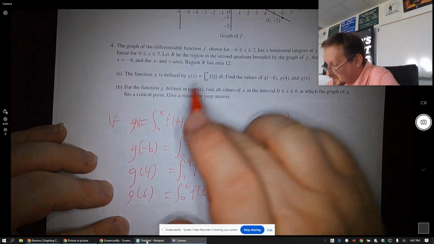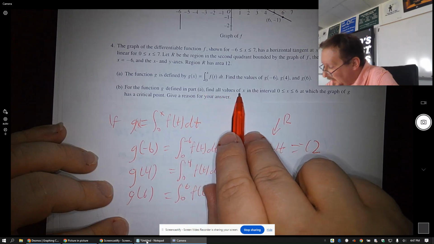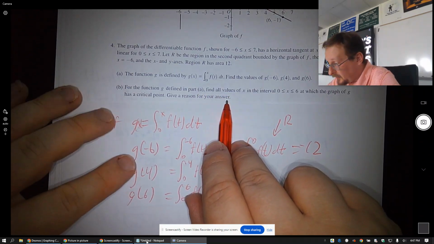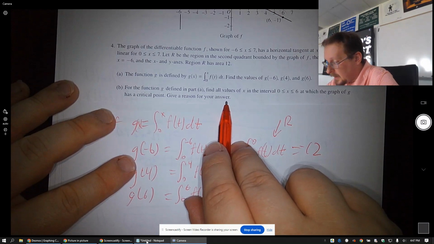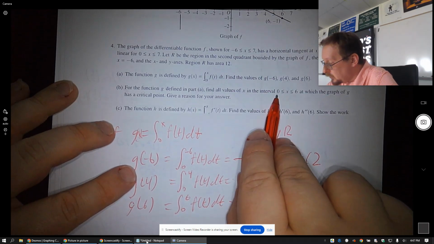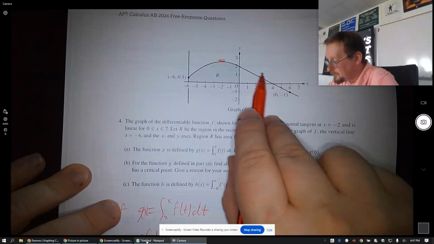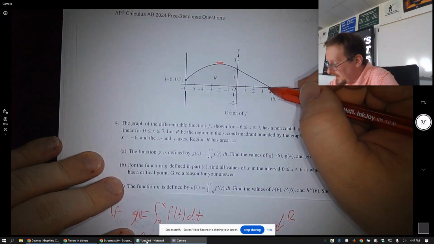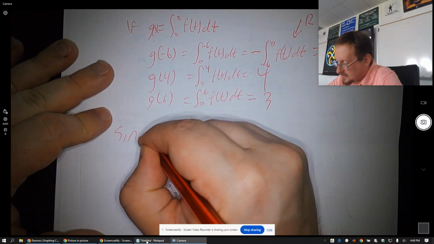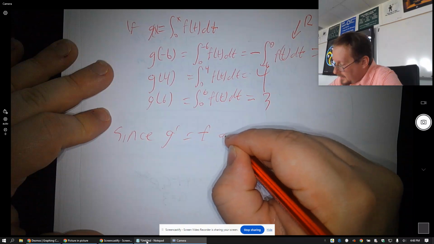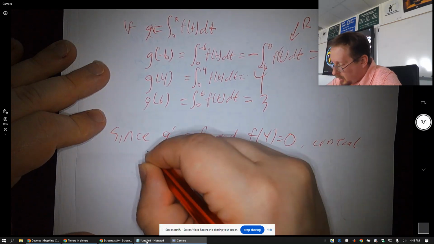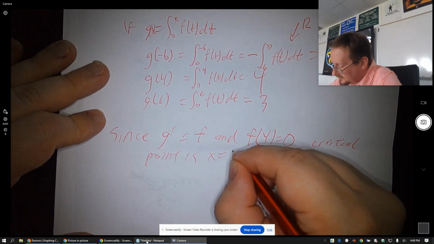All right, for the function g defined in part A, find all values of x at which the graph of g has a critical point. Give a reason for your answer. On this interval, just between 0 and 6, not the endpoints. Thank goodness for that. Then the critical point is at x equals 4. Since g prime equals f and f at 4 equals 0, the critical point is x equals 4.